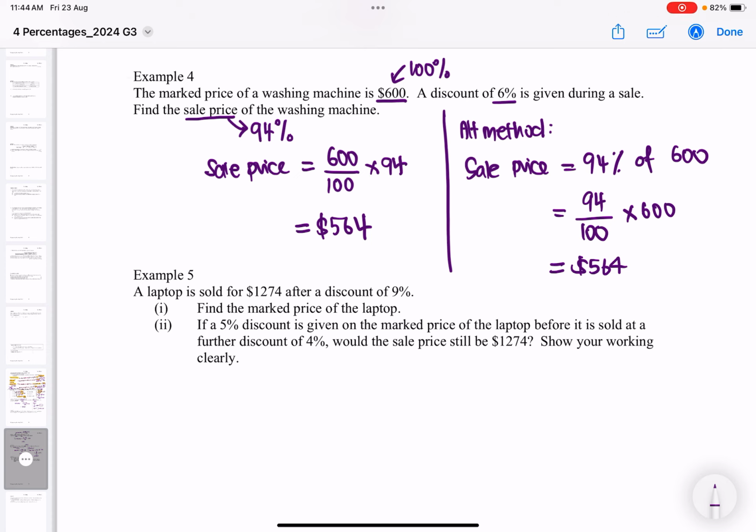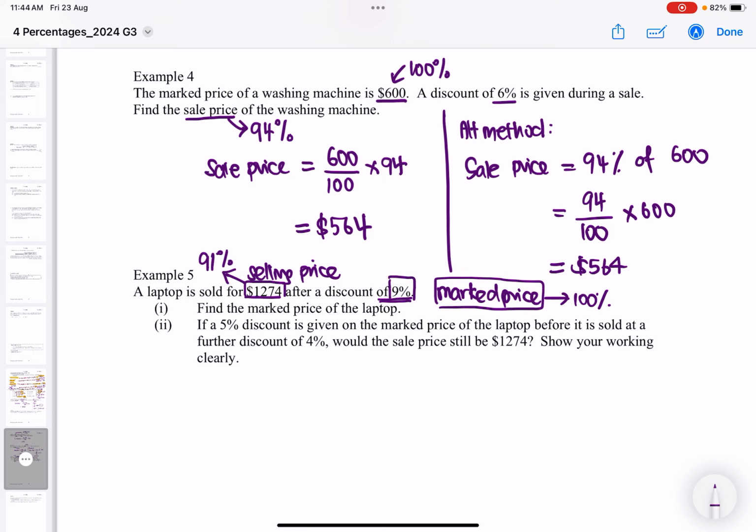Next, let us look at example 5. A laptop is sold for this price after a discount of 9%. That means this was the final selling price. But the discount is always calculated based on the original cost price, the original marked price, whatever it was originally intended to be sold at. So the original marked price would be 100%, which means this 1274 must be the discounted amount of 91%. Because there's a discount of 9%, the 1274 must be 91%.